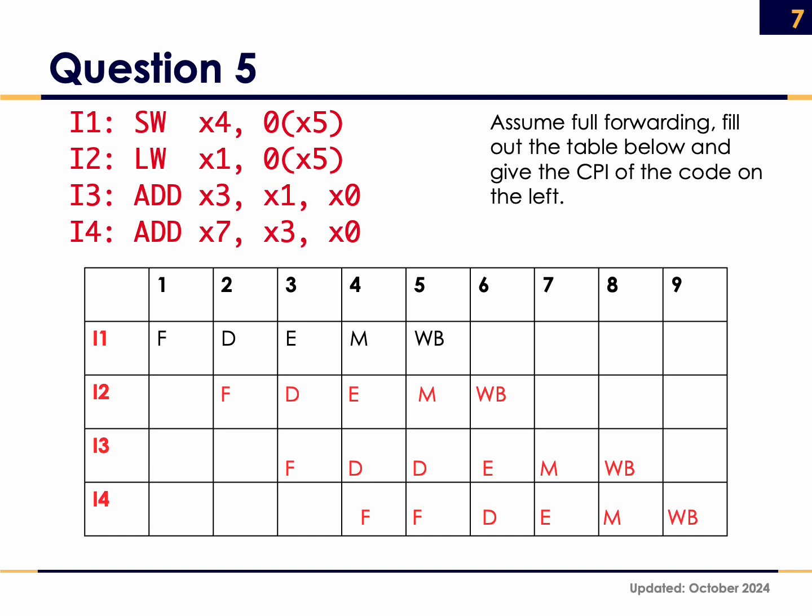So now this question also asked you to calculate the CPI. So what we do in this instance is we start at cycle 5. So we take cycles 5, 6, 7, 8, and 9. So 5 cycles, and divide that by 4 because we have 4 instructions, which gives us the CPI of 5 over 4, which is 1.25.